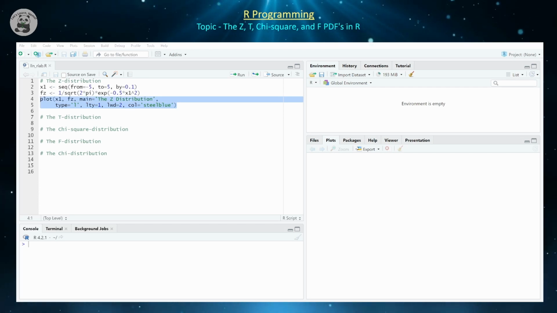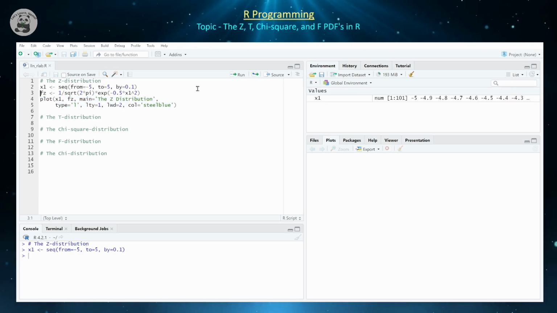In case you don't know some of these plot characteristics, x1 is the domain, fz is the range, main is the title, type is the line type that you're plotting, for example, dotted lines, solid lines, jagged lines, circles, dots, or so on. LTY is the line type, LWD is going to be the line width, and COL is the color that you're going to be plotting with.